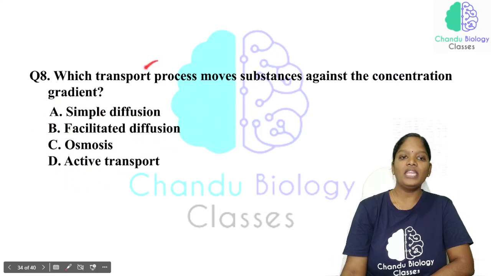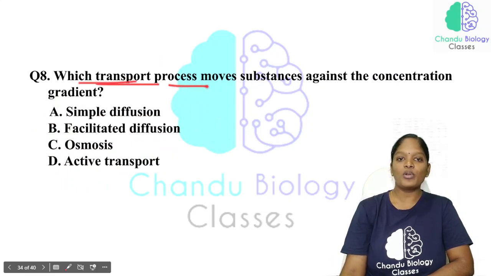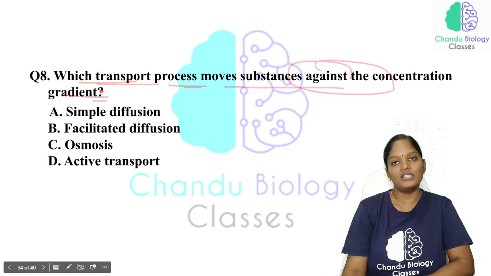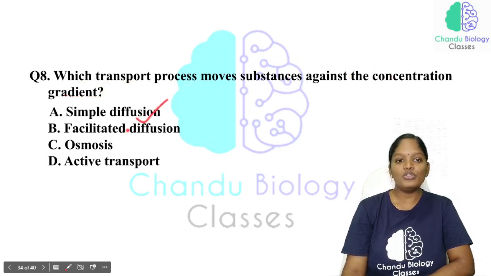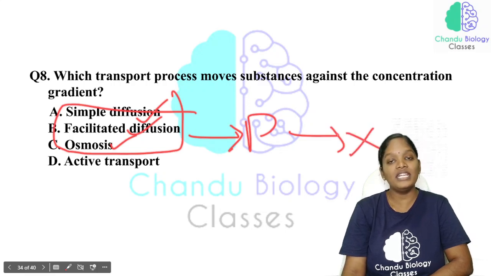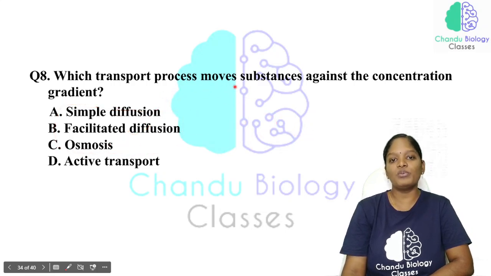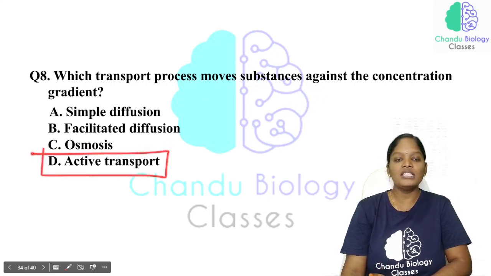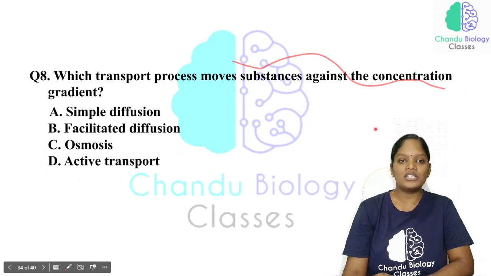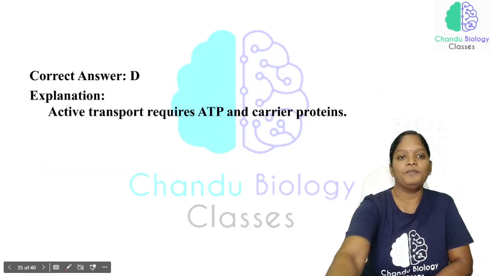Okay. Now, the eighth question will be, which transport process moves the substance against the concentration gradient? Simple diffusion, facilitated diffusion, osmosis, all these are types of passive transport. They don't need any energy. Why? Because they move the substance along the concentration gradient. So the only process that moves substances across the concentration gradient is active transport. So the answer will be option D.